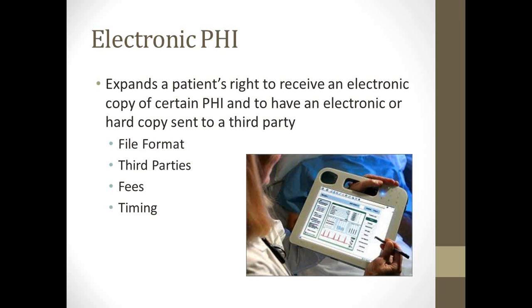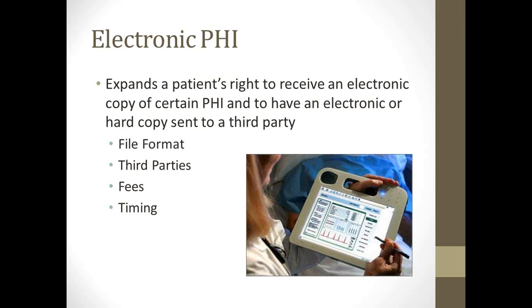Under timing, under the existing privacy rule, covered entities must respond to an individual's request for protected health information within 30 days of the individual's request, unless the protected health information is accessible only at an off-site location, in which the covered entity has 60 days to respond to the request. In addition, the rule provides for a one-time 30-day extension in extenuating circumstances.